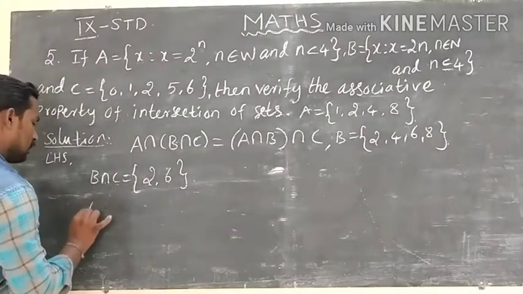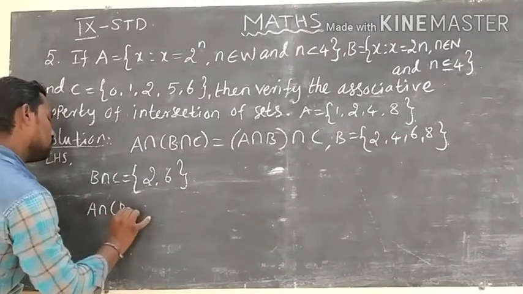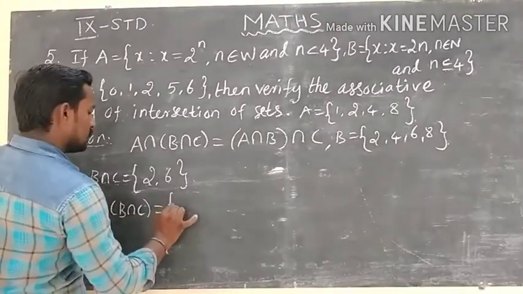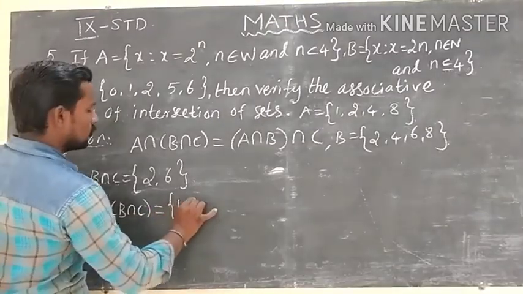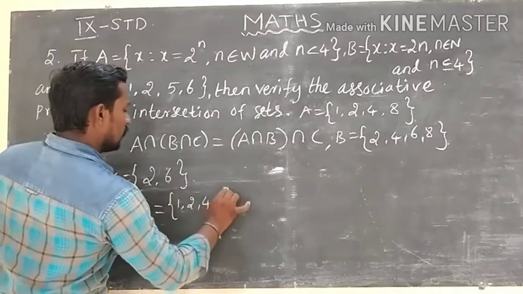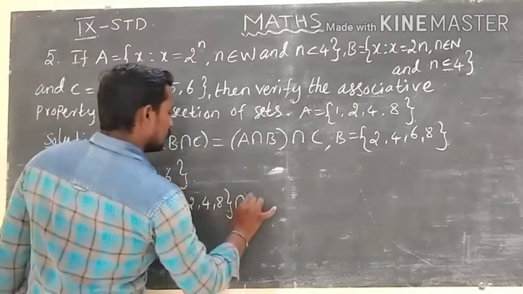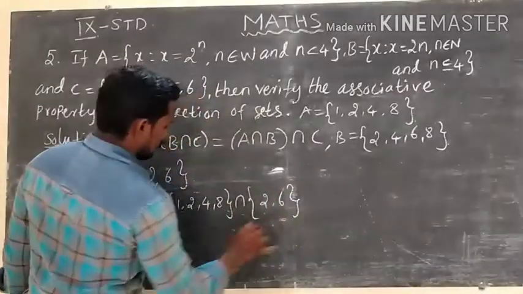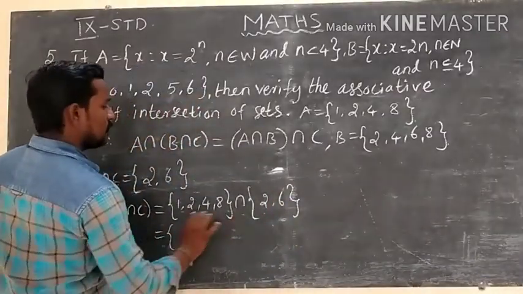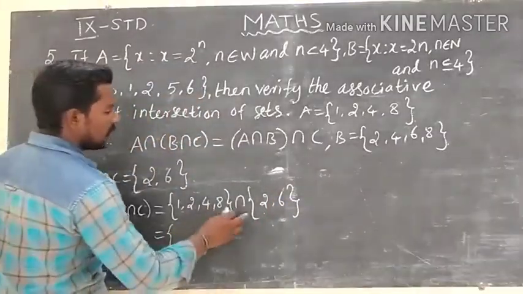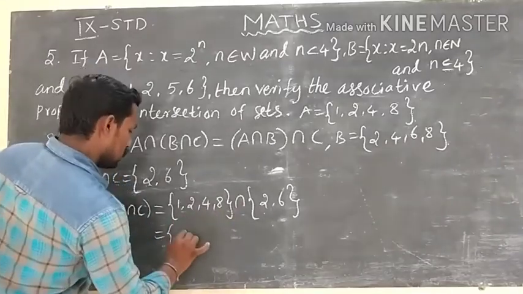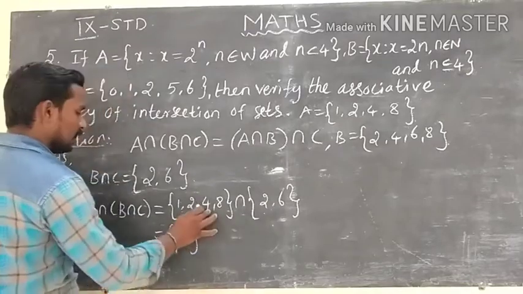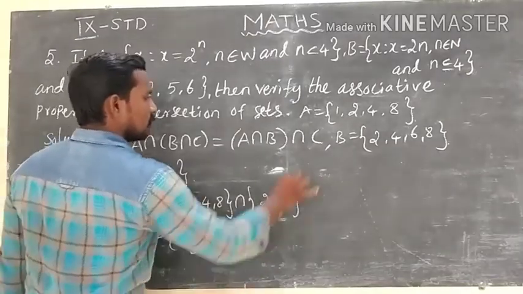Then find A intersection B intersection C. A's elements are 1, 2, 4, 8. B intersection C is 2 and 6. So what is the intersection value? The common terms: 2 only is common. 6 does not appear in A. So this is number 1.